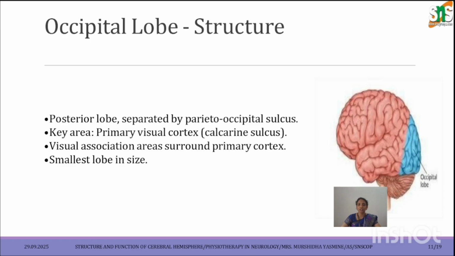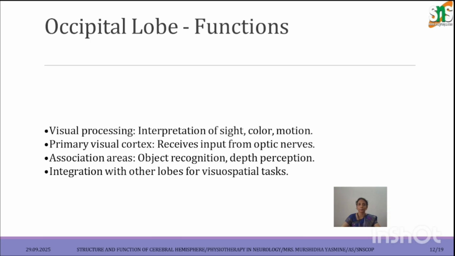Next, coming to the occipital lobe. In this picture, you can clearly see the occipital lobe label, which lies posteriorly. It is a posterior lobe separated by the parieto-occipital sulcus. The key areas present in the occipital lobe are the primary visual cortex, which is called the calcarine sulcus, and the visual association area surrounding the primary cortex. The occipital lobe is the smallest lobe in size when compared to other lobes of the brain.